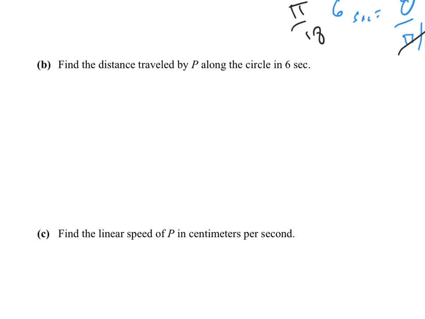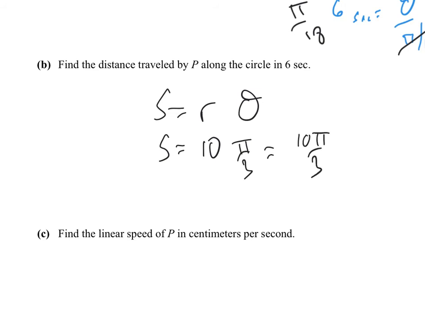B, find the distance traveled by P along the circle for 6 seconds. That's the arc length. S equals R theta. S, my radius was 10, my theta was pi over 3. So it's 10 pi over 3. And what was my units? Centimeters.